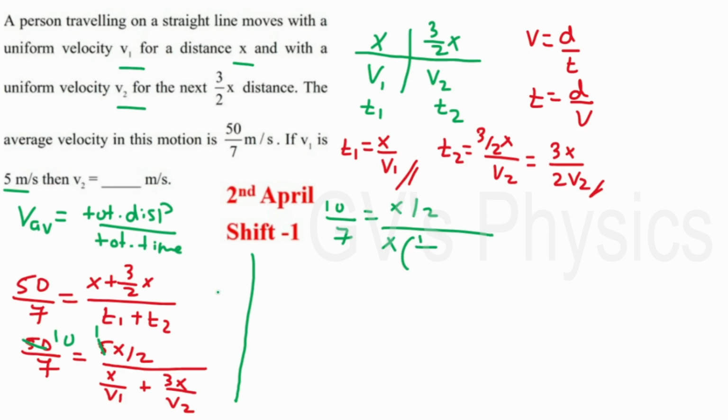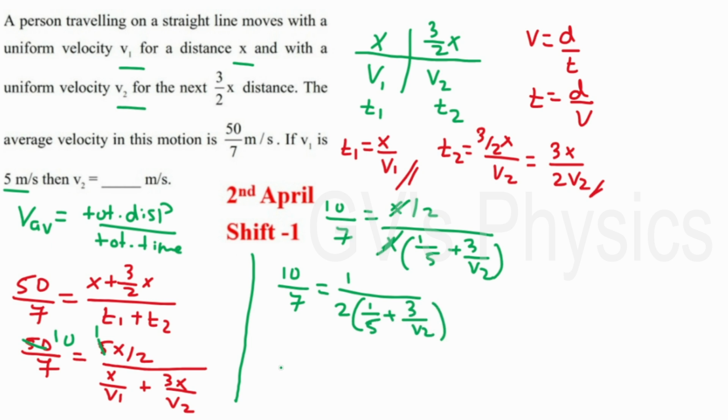Balance 1 by v1, we know the value for v1, which is 5. So 5 plus 3 by v2. Is it okay? So here x will get cancelled. So this 2 will come to the denominator. So we can write it as 10 by 7 is equal to 1 by 2 into 1 by 5 plus 3 by v2. Is it okay?